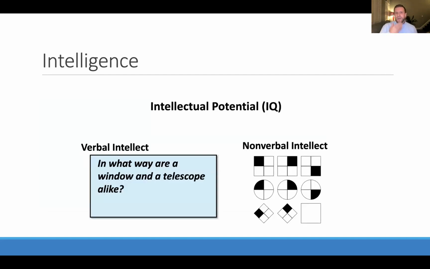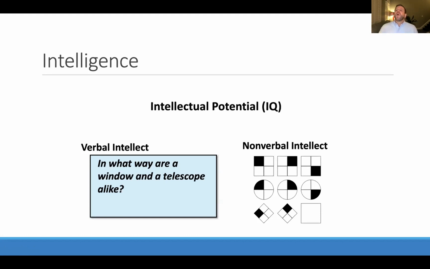So let me give you an example here. Even on these more fundamental tests of intelligence, we might measure it with up to 10 tests. And we might have things that fall into what we call a verbal domain, or verbal intellect, and nonverbal intellect. And I've just given you two examples here. So the first one, verbal intellect, remember, I'm trying to make you draw connections that maybe you haven't drawn, or to think critically. And so I might say, in what way are a window and a telescope alike, right? Or I might say, how are a shadow and a fingerprint alike?